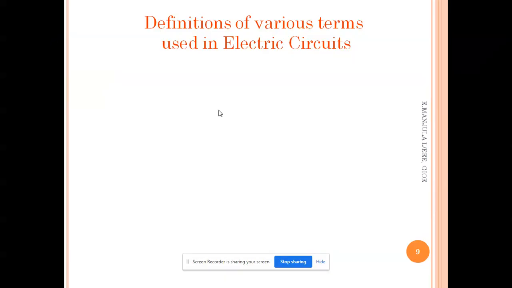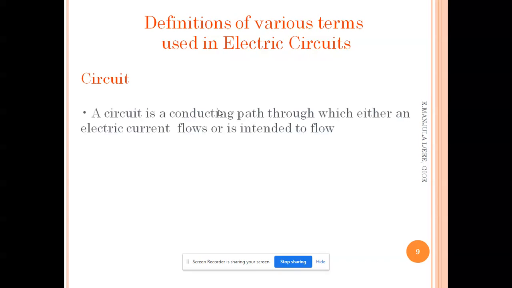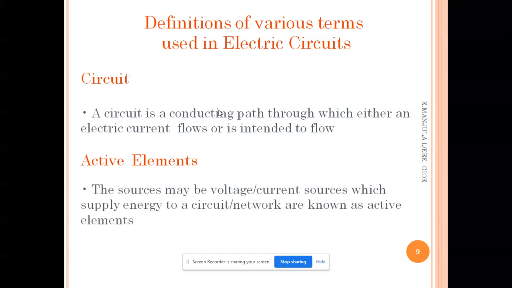So we have seen Ohm's law. Now we will see the definitions of various terms which are used in electrical circuits. Circuit, we generally use this word. A circuit is a conducting path through which either an electric current flows or is intended to flow. That is called a circuit. And active elements. What are the active elements? The sources, which may be voltage or current sources, that supply energy to a circuit or network are known as active elements.